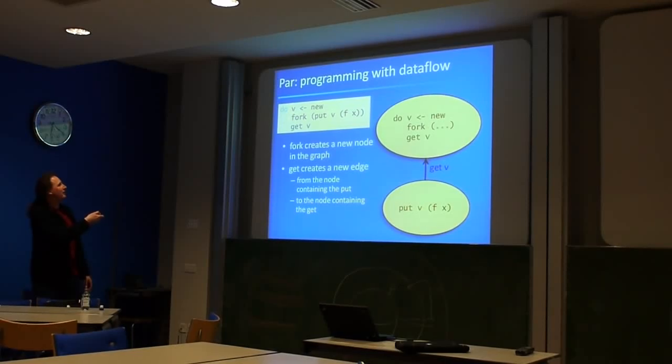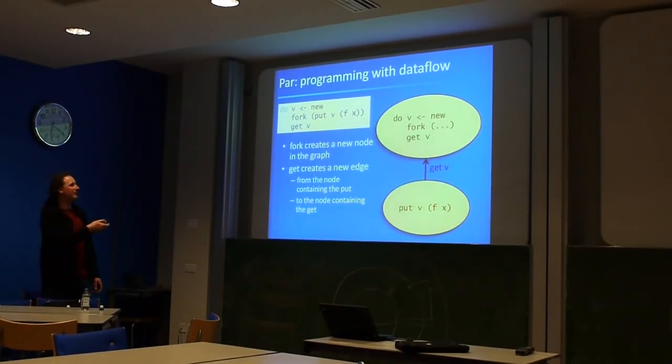Then it forks a new computation. Here is the thing that it forks. It forks a computation that puts into V the value of the function f applied to x. So inside the forked computation it's computing f applied to x and then putting the result into the V IVAR. And meanwhile, back in the main thread, we're getting the value from the IVAR.